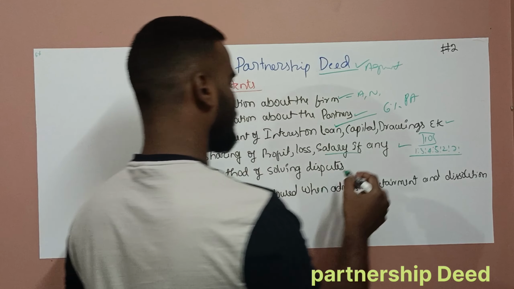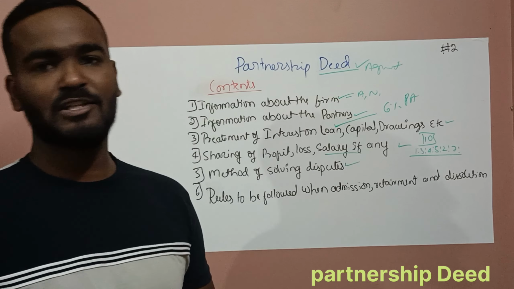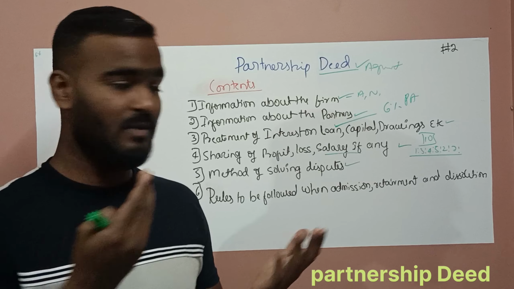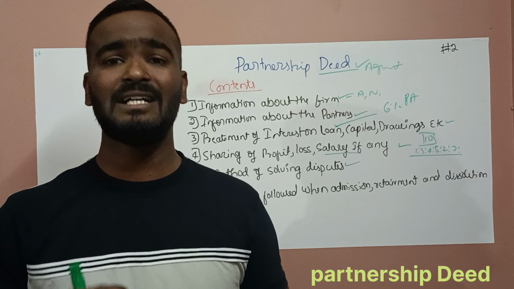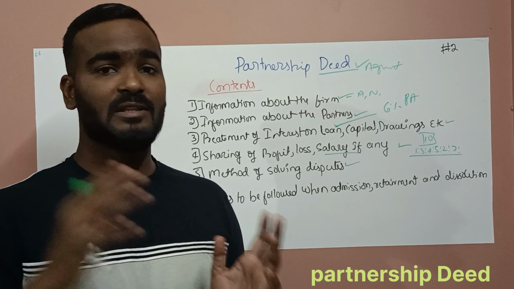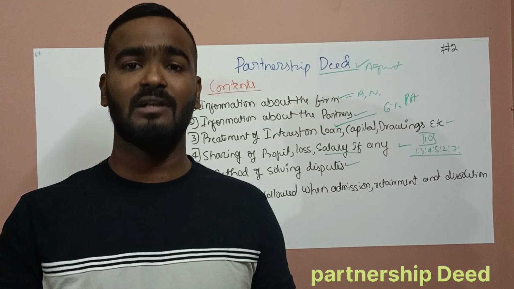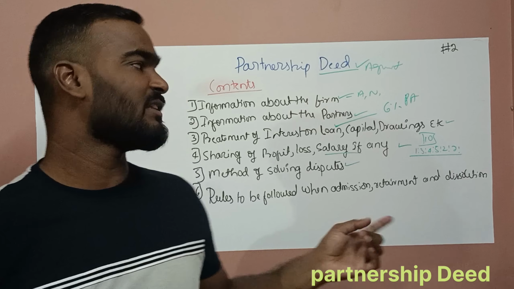When it comes to methods of solving disputes, if any dispute arises in the future, they have to mention the method by which they are going to solve it. If they want to settle the dispute in court, they have to mention that. If they want to settle the dispute orally, by mutual agreement, they have to mention everything in the partnership deed.